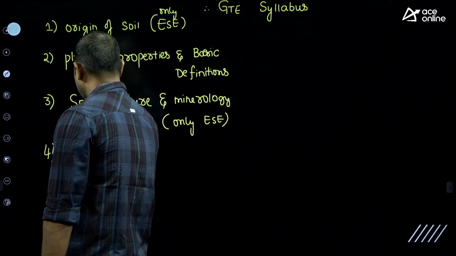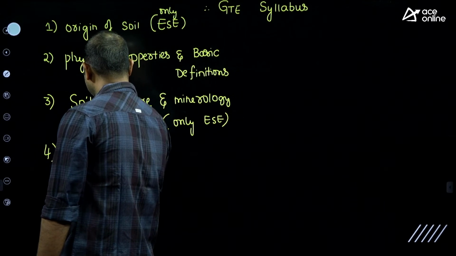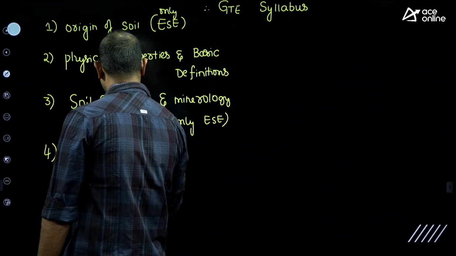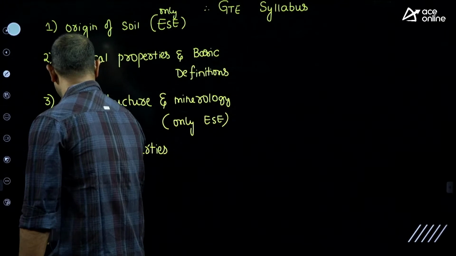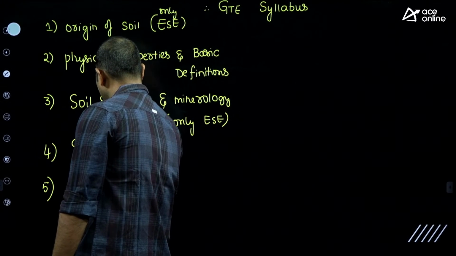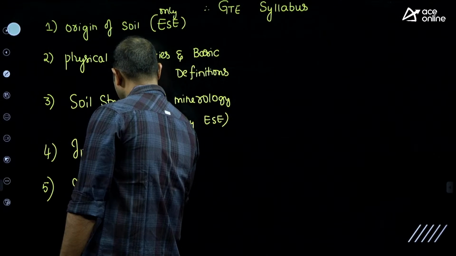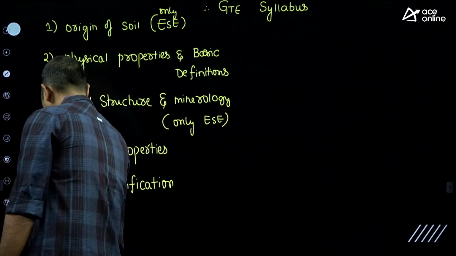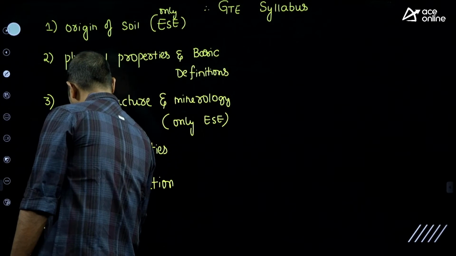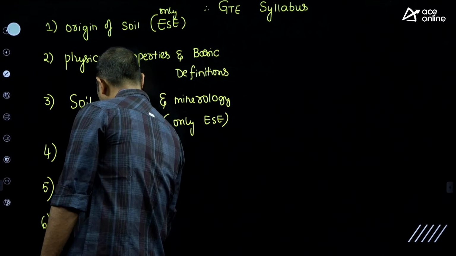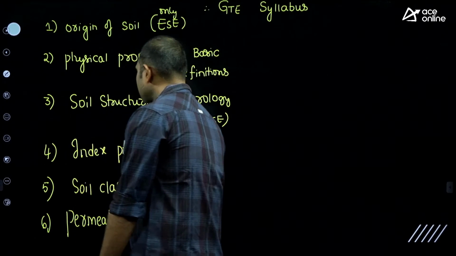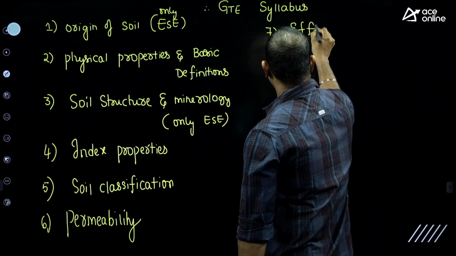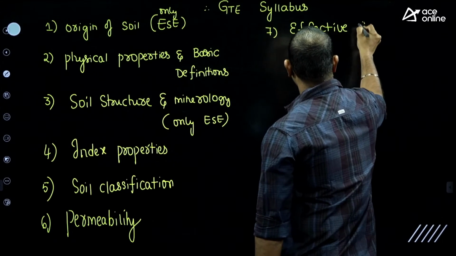And the fourth one is index properties, the fifth one is soil classification, and the sixth chapter is permeability. Seventh chapter, effective stress.